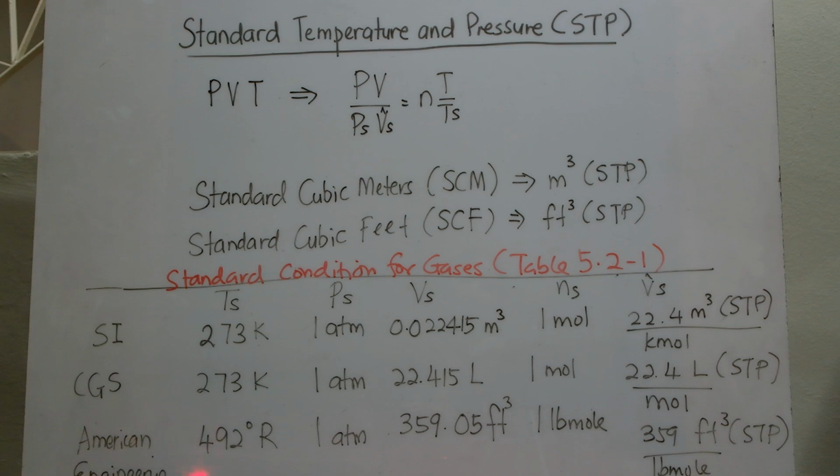Okay, for American engineering, the standard condition for temperature is 0 degrees C, which is equivalent to 492 degrees Rankine. The pressure is at 1 atm, the same as the other units. But the volume is in feet cube, and the mole is in pound mole. So when you want to find the specific molar volume, it is this divided by this, then you'll get this. This is the one that refers to standard cubic feet.